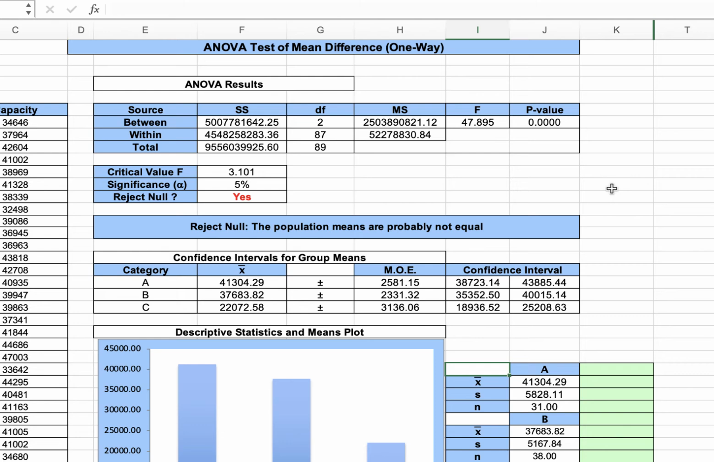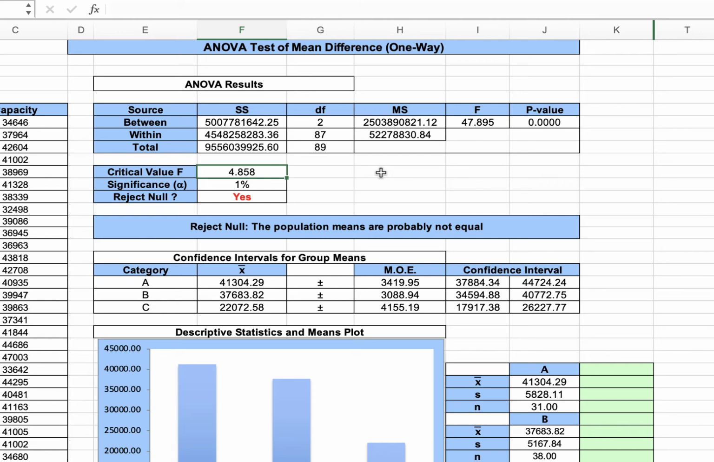All right, so here our F ratio is 47.895. So we would say that F for 2, 87 degrees of freedom equals 47.895. P equals 0.0000, and that P is less than 1% alpha. You can see that the critical F, right, F critical or F star is 4.858 at the 1% alpha.